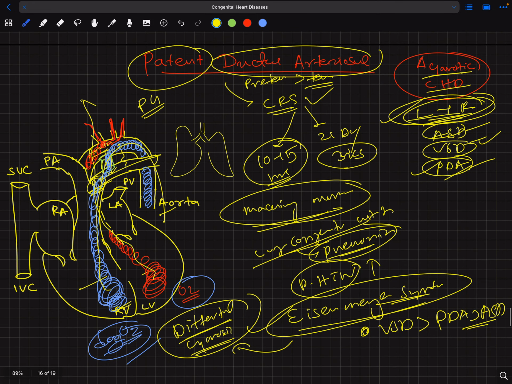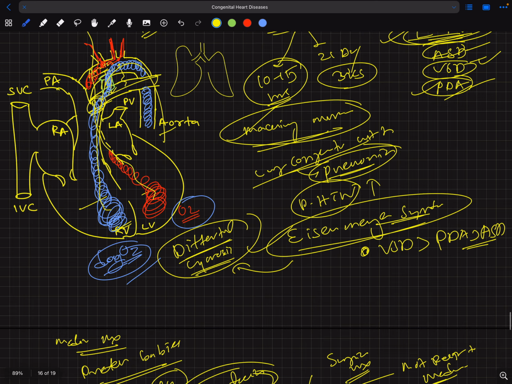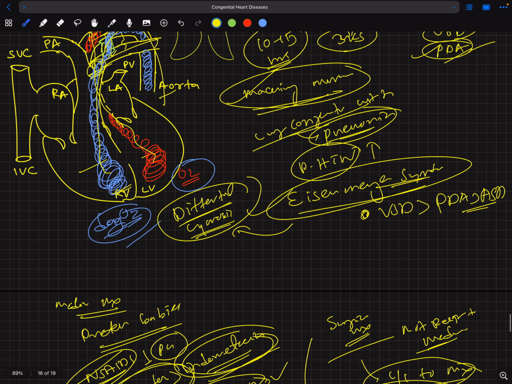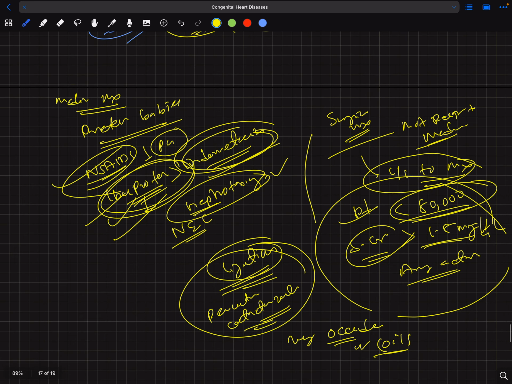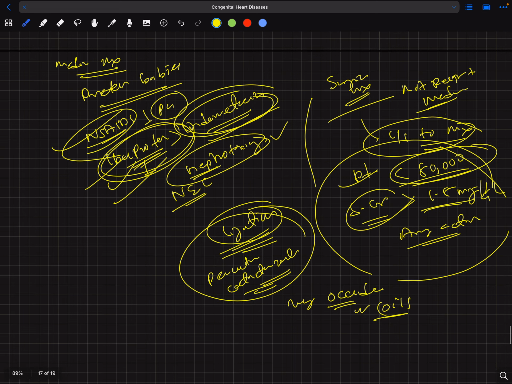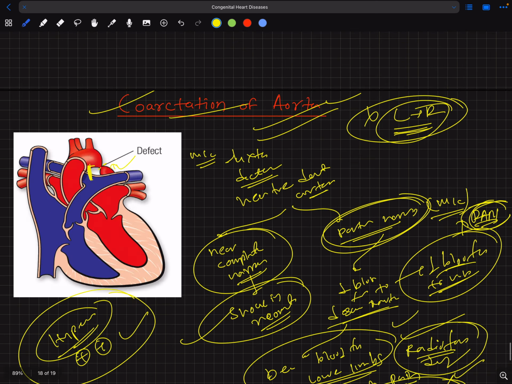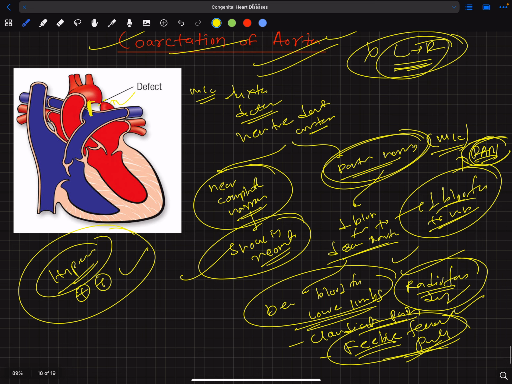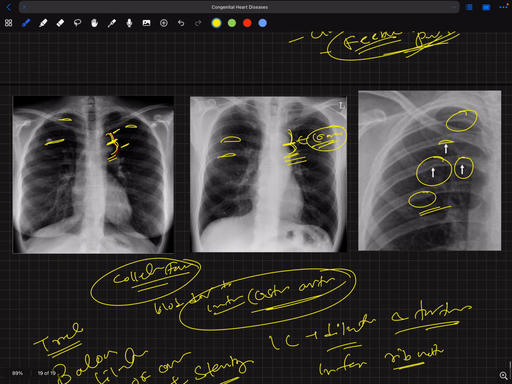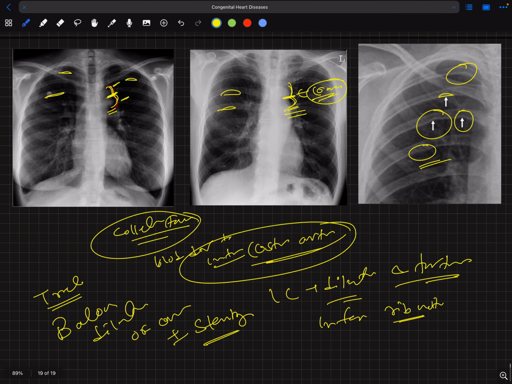So what are the findings? In patent ductus arteriosus the murmur is classical, a machinery murmur, and it can develop Eisenmenger syndrome. You know all those things: pulmonary hypertension, pneumonia, and differential cyanosis or differential clubbing can develop in the long run. It is managed with NSAIDs, medical management, and surgical ligation. In coarctation of aorta, the femoral pulse is felt later than the radial pulse, which is radiofemoral delay. On X-ray we can see the figure of 3 sign and inferior rib notching.